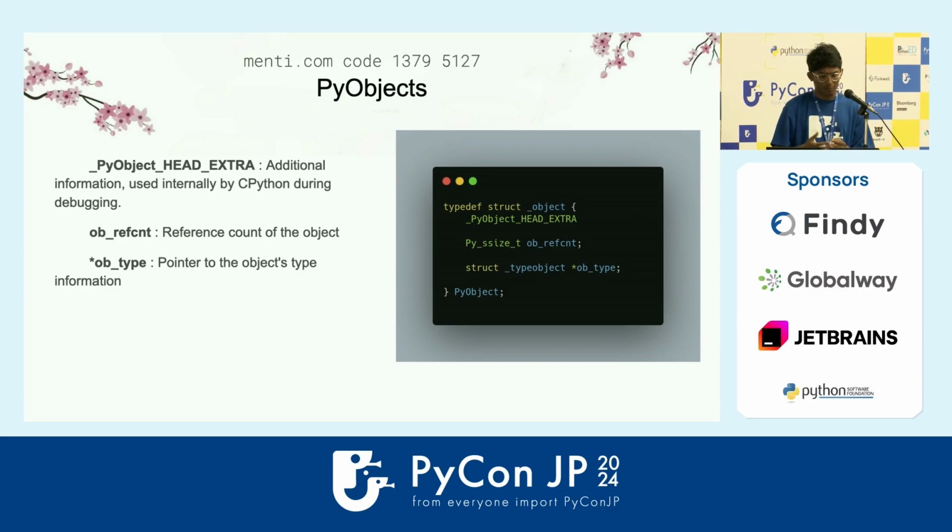wherein it has a pointer to the object type information. It has the reference count of the object, how many times that object has been initialized. And it also has some overhead, basically used for debugging. So what I'm trying to say is, what looks like a normal integer to us has a lot more things attached to it.